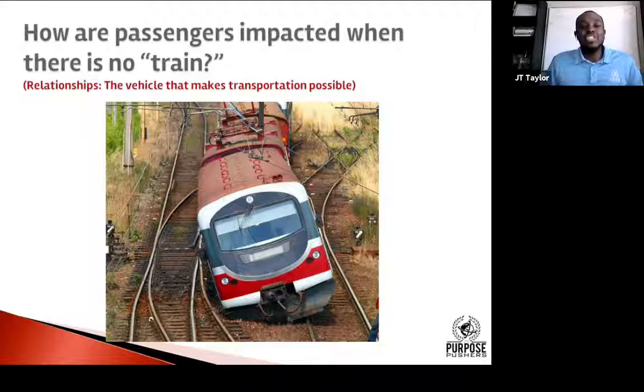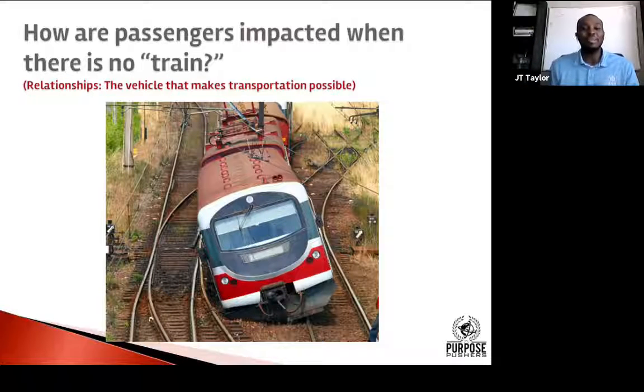How are passengers impacted when there is no train? And of course, you remember that the train refers to relationships. It's the vehicle that makes transportation possible. I'm going to give you a quick 20 seconds to answer this question. Then we're going to move along because you know this is a virtual PD and we got to keep moving.